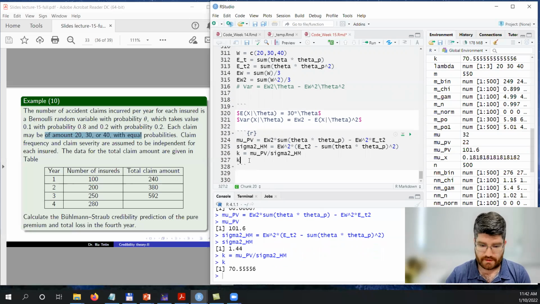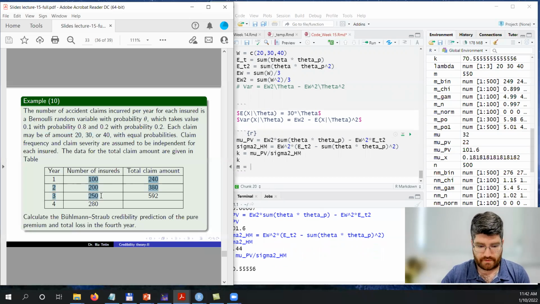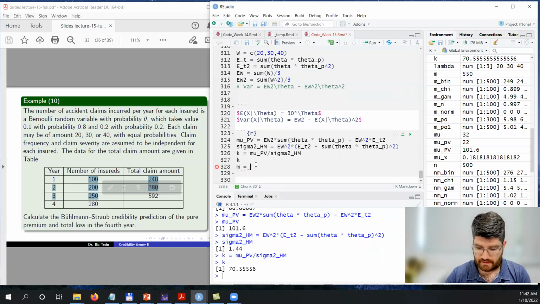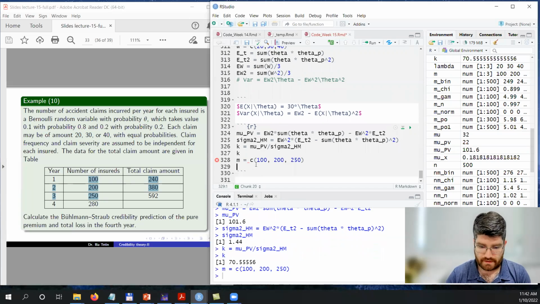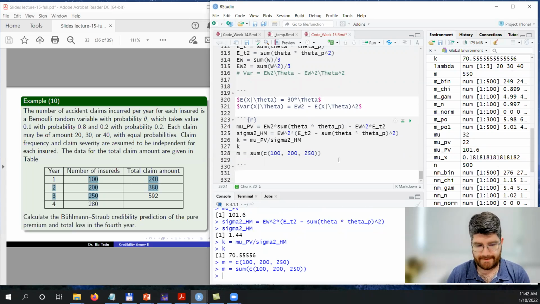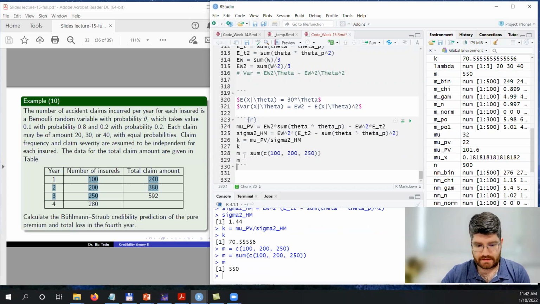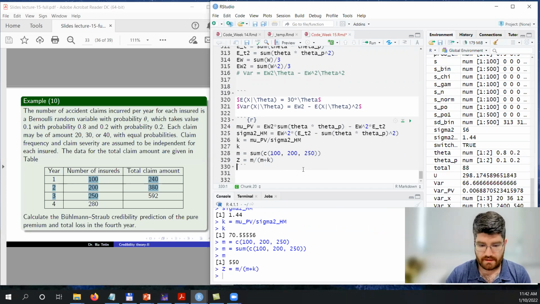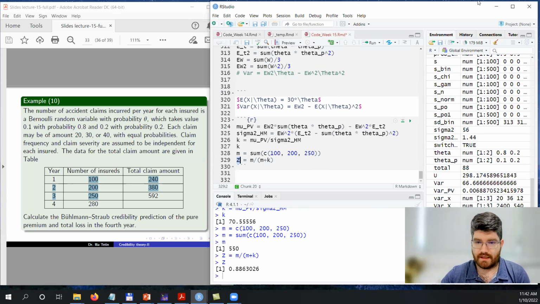Then to calculate the number of M, once again, we have only three existed values. These are 100, 200, and 250. So M is the sum of those values, and M is 550. Okay, then Z, using this M over M plus K, the Z value is 0.88.